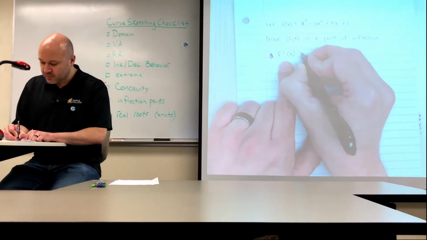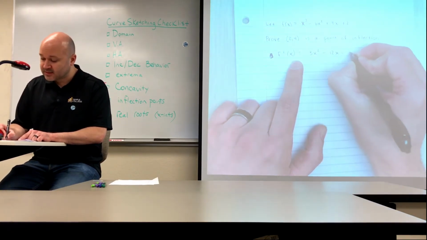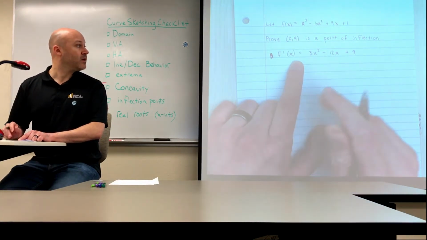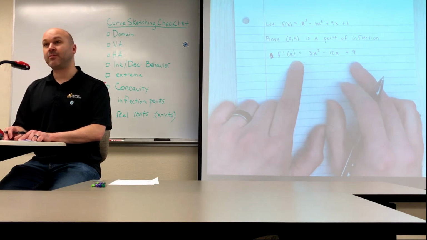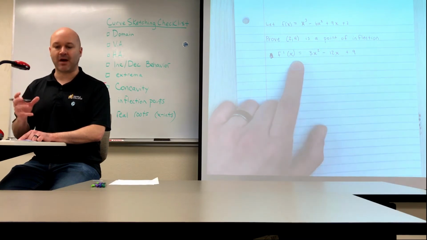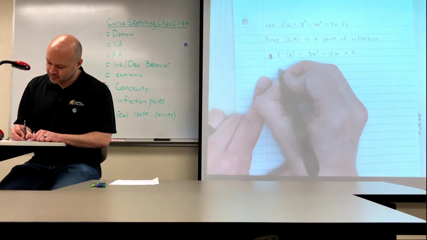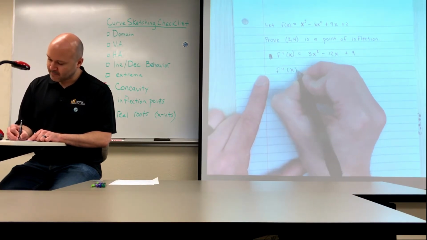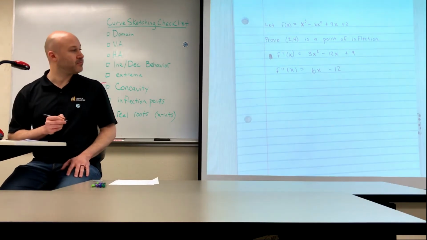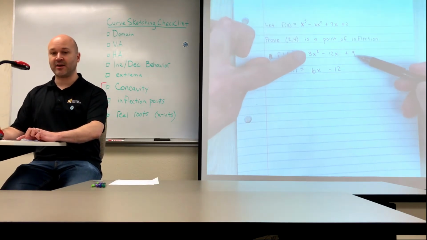F prime, using some power rules, is 3x squared minus 12x plus 9. Here, I could find roots, but that would be talking about turnaround points, or local extrema, maxima. I'm going to continue with the second derivative: 6x minus 12. Just like our example, we had a cubic that went down to a quadratic that is now linear.